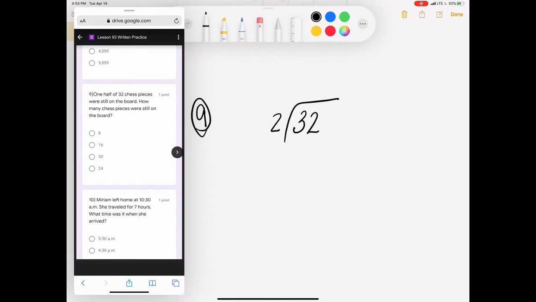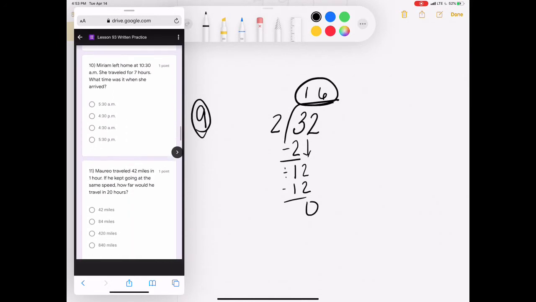Number 9. 1/2 of 32 chess pieces are on the board. How many chess pieces are on the board? So we're going to divide that in half. Divide by 2. There is 1, 2, and 3. 1 times 2 is 2. 3 minus 2 is 1. Bring down this 2. 12 divided by 2 is 6. 6 times 2 is 12. 12 minus 12 is 0. There are 16 chess pieces still on the board.